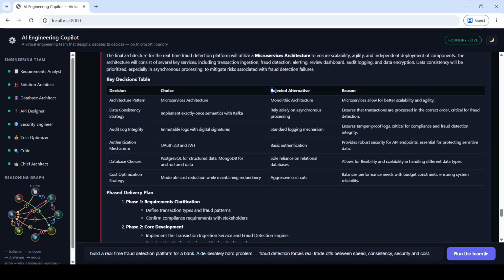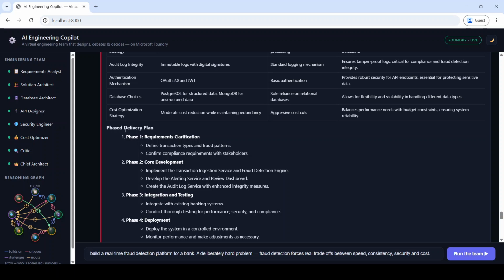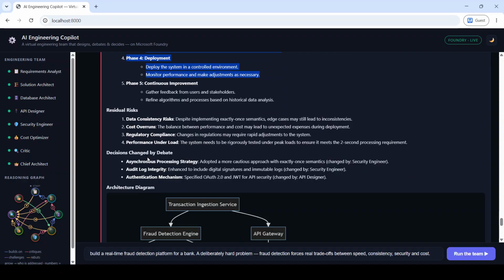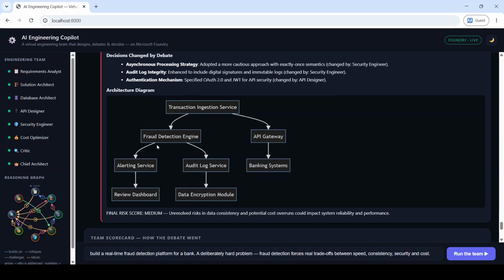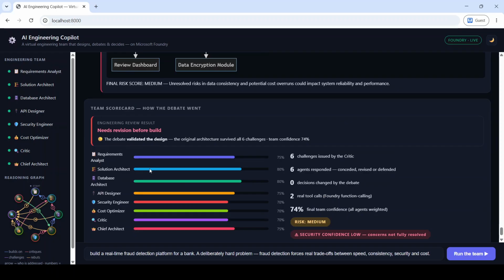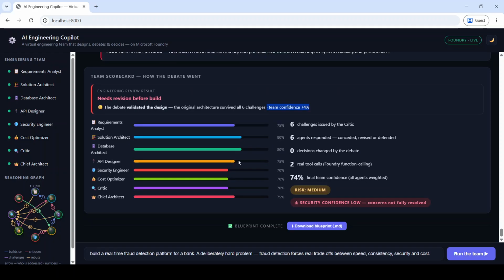And what was the previous one, and why is it choosing this best choice? Because of the previous rejection reason. And you can see the reason as well. And the delivery plan, it gives the delivery plan as well. And you can see the table: transaction ingestion service, fraud detection. And you can see the team scorecard: the debate validated the design, the original survey, all 6 team confidence 74%. You can download this blueprint and you can utilize that.